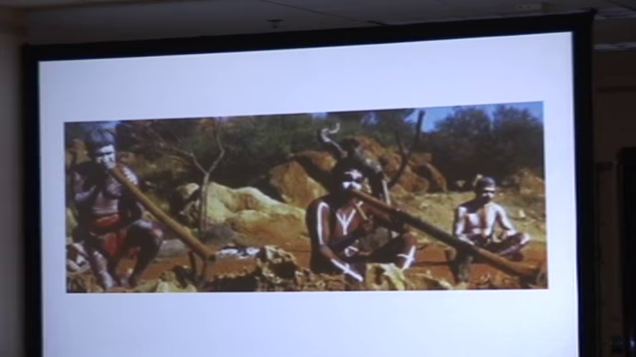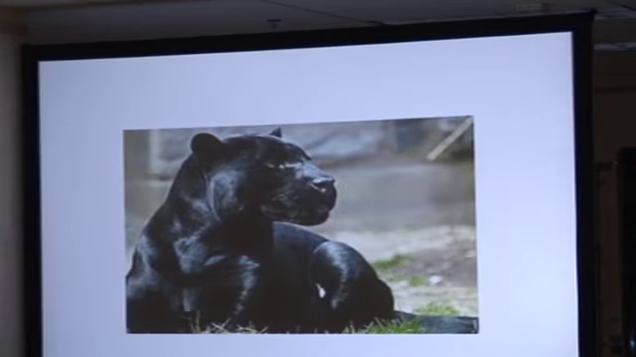And, well, I'm actually skipping ahead. But I just want to go to the next slide, which is Jaguar Medicine, the archetype of an energy that shows us the way beyond death.